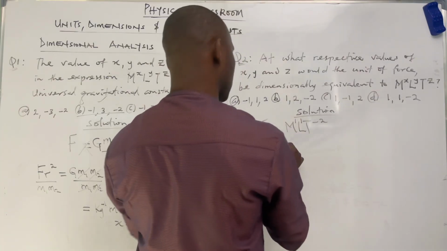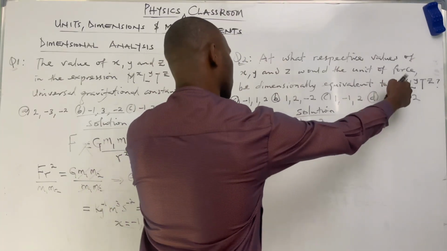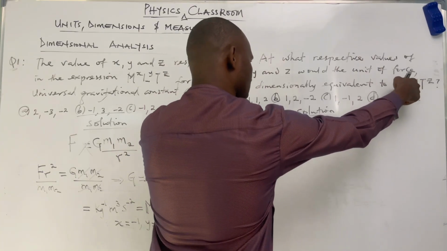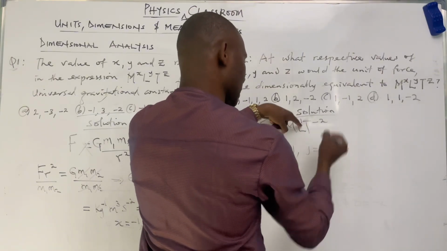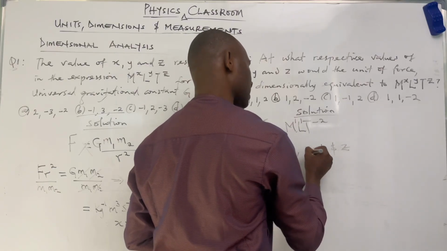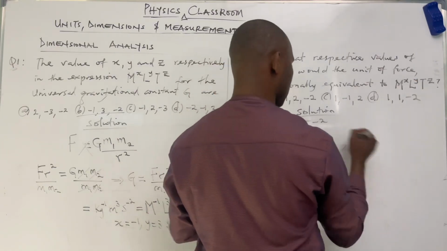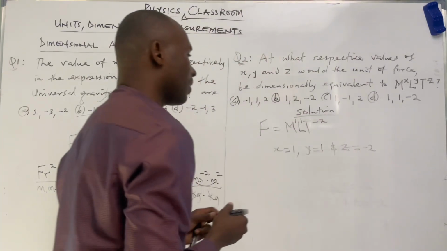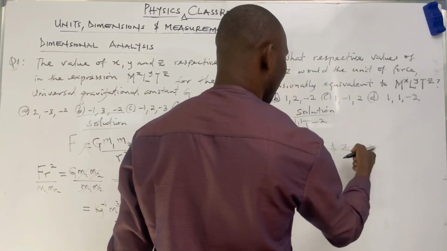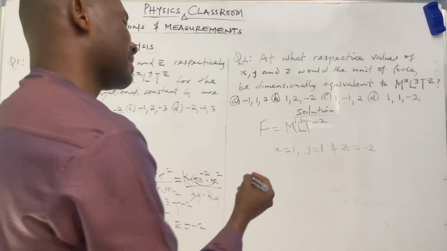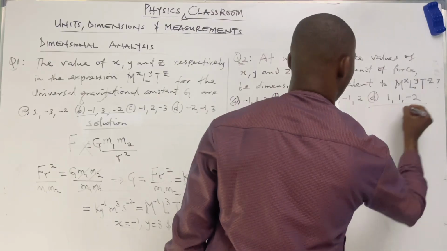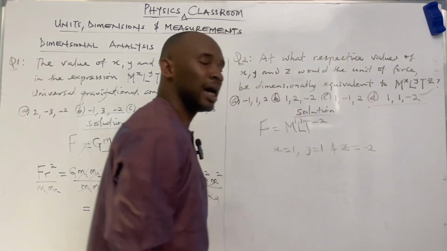So when we compare, we know that our x will be equal to what? 1. The y now is equal to 1 as well. Then, last but not the least, the z. Z equals to what? -2. So our final answer in this regard will be 1, 1, -2 for x, y, and z respectively. That brings us to option D, which will be the answer.